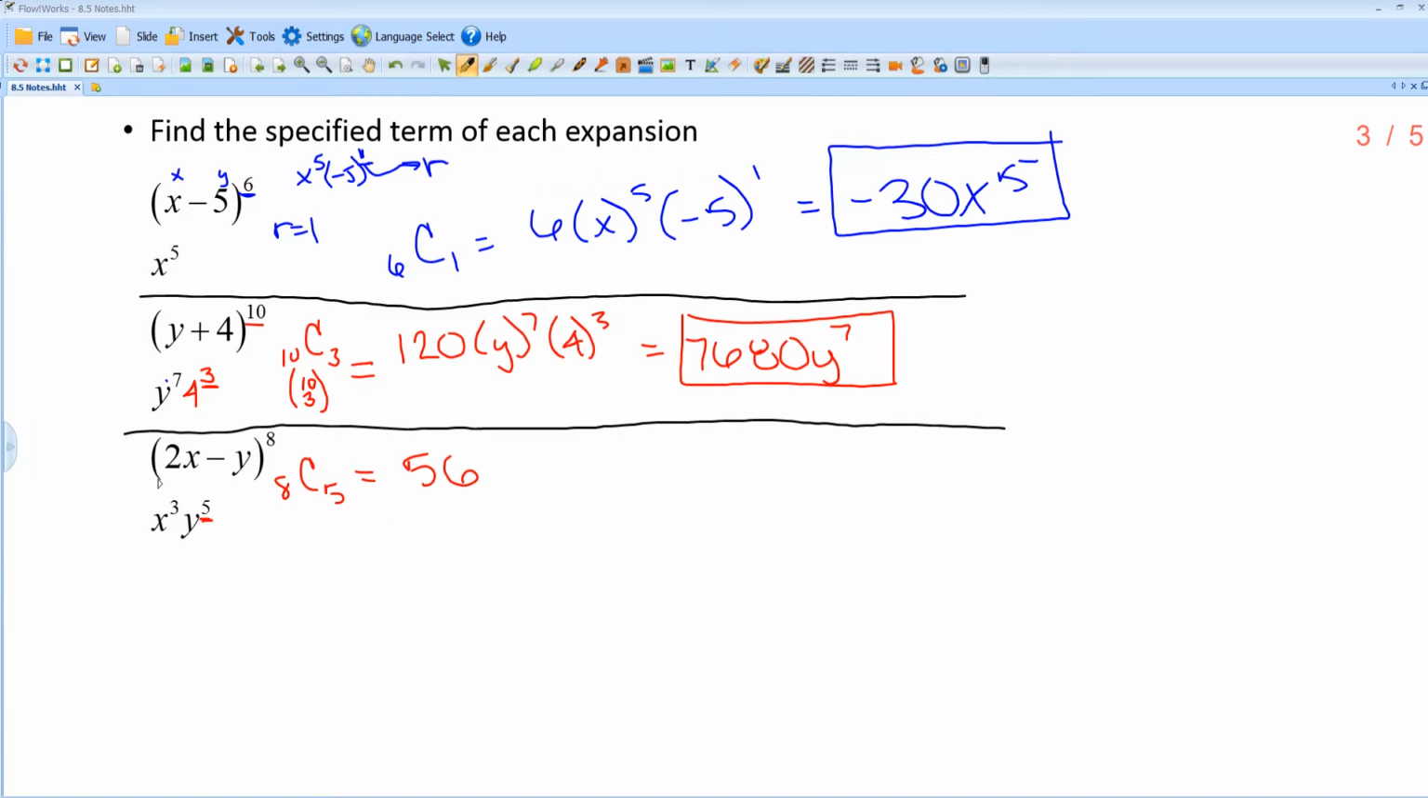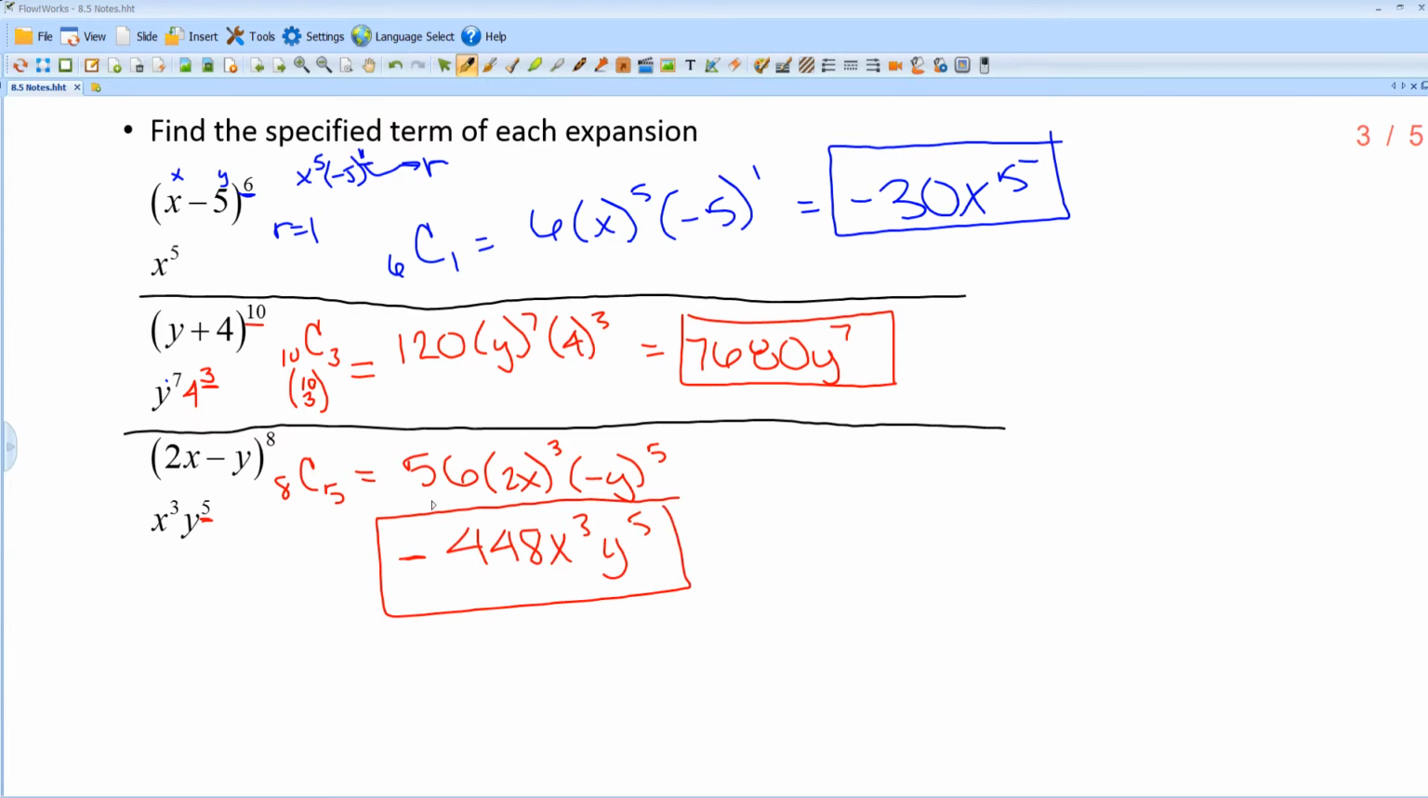Then I look at this x term, and it's not just x, it's 2x that's being cubed. And my y term is a negative y that's being raised to the 5th. 2 cubed is going to give me 8. Times 56 is going to give me 448 x cubed. And then the negative to the 5th will give me y to the 5th, but it would be a negative. So that negative does not come from here or here, it comes from the y. So that's finding just a specific term in the binomial expansion without actually multiplying all of it out.